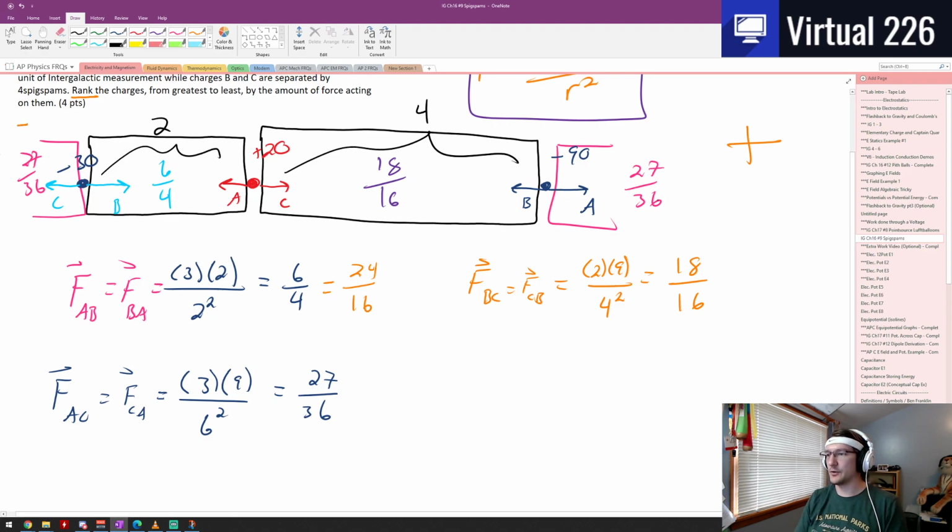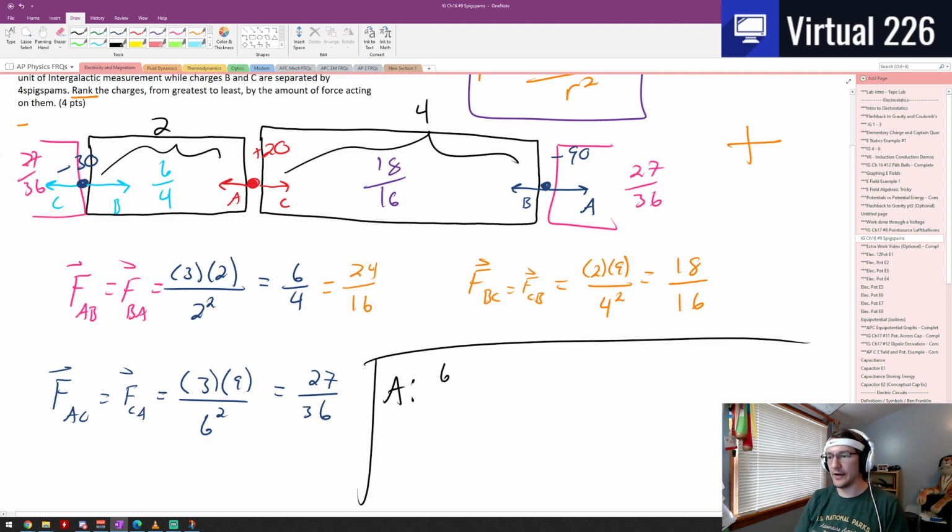So if we wanted to go through this, we'll go A to C. If we start with the A charge on the far left, we're going to have 6/4. It's positive because it's going to the right, minus 27 over 36. That's some number, right? We will get a number out of that.